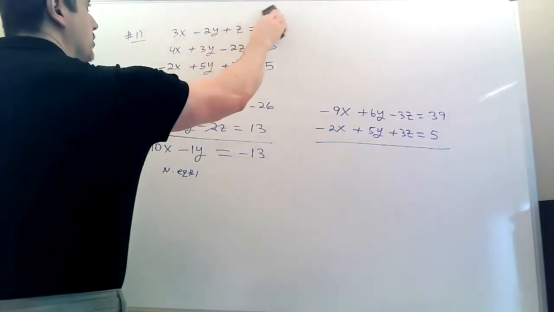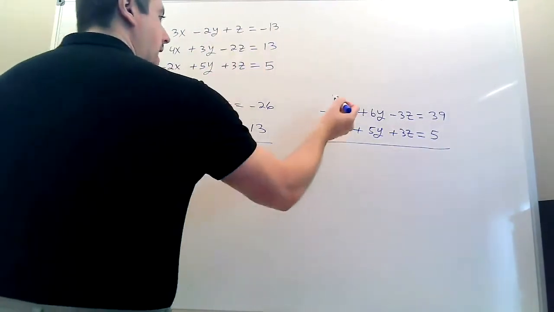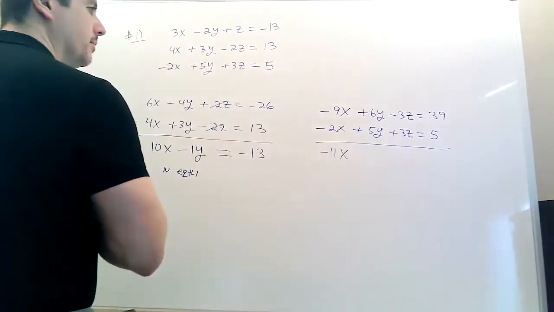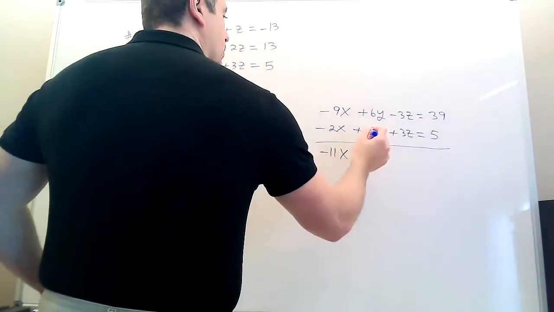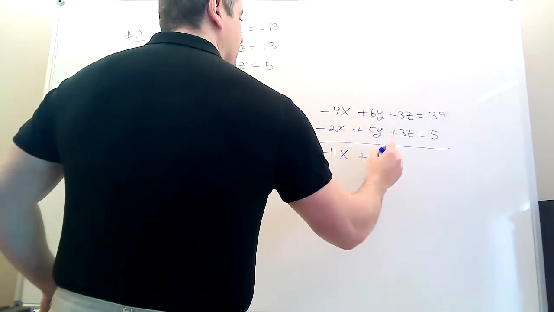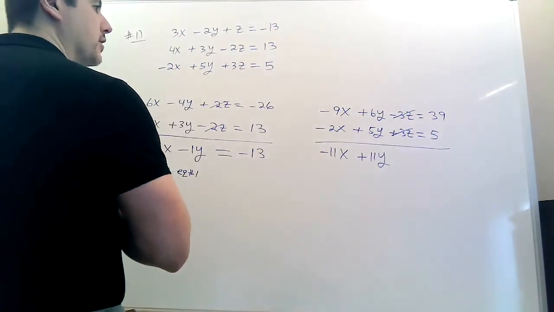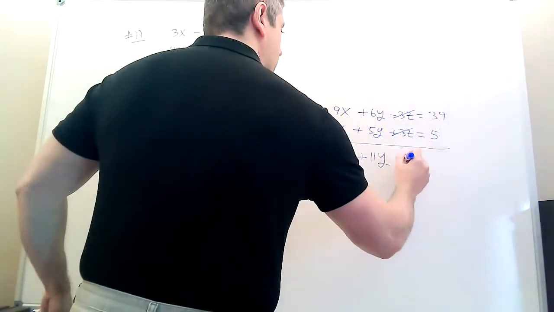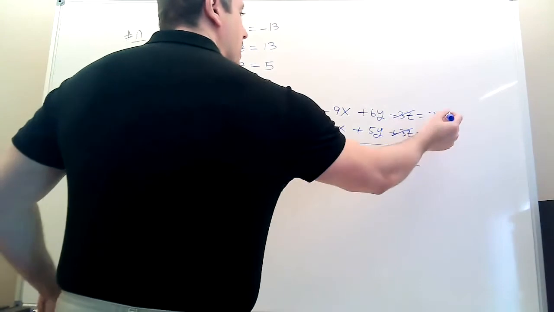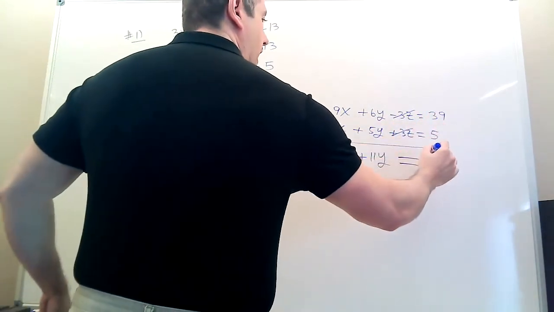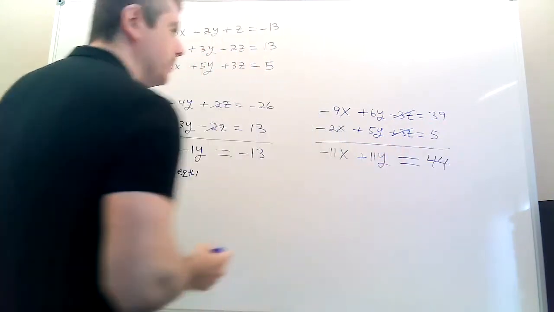Remember, this is new equation 2 I'm working on. So now add straight up and down. Negative 9 and negative 2 is negative 11. Uh-oh. 6y and 5y is positive 11. Ooh, interesting. Cross them out, right? Negative 3z and positive 3z. Equal sign, bigger equal sign. Yeah, you need to make it bigger anyway because that's not there anymore. 39 and 5 make 44.